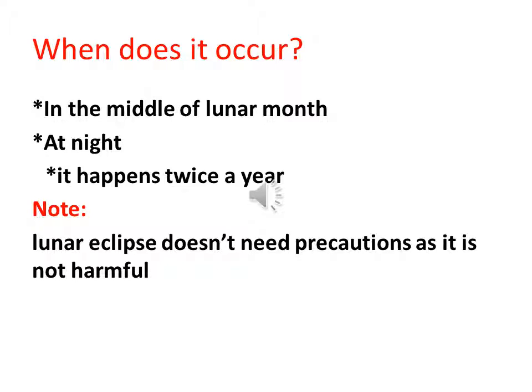When does lunar eclipse occur? Lunar eclipse occurs in the middle of lunar month. Okay? Or in the full moon phase. It occurs at night and it occurs twice a year. We must know that lunar eclipse doesn't need precautions because it is not harmful. But the solar eclipse needs precautions because it produces harmful radiations which harm the eyes. Do you remember? Okay.